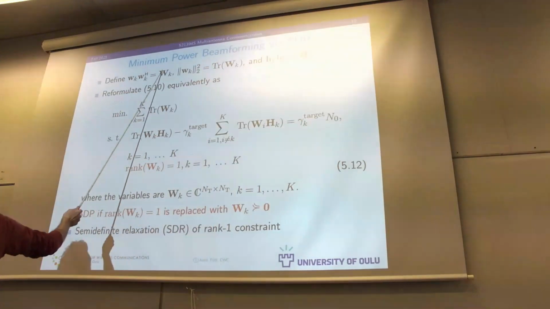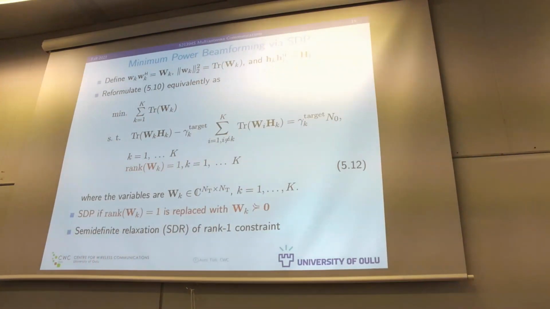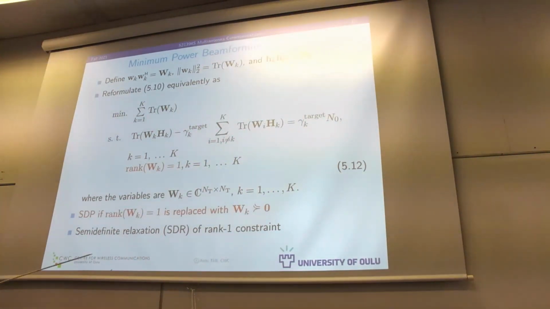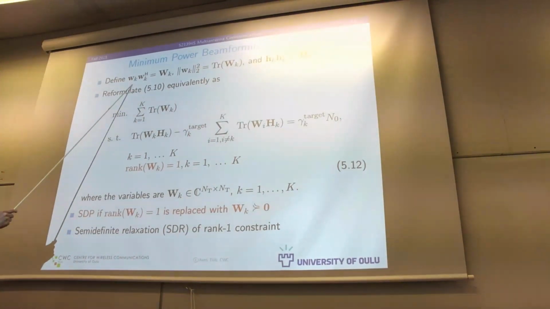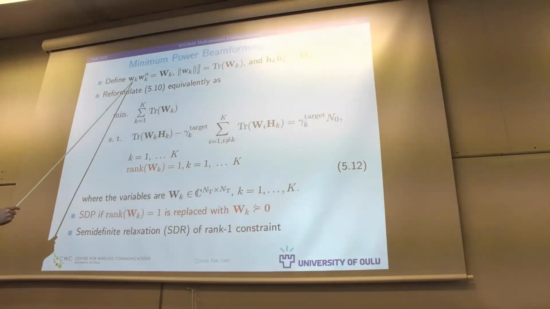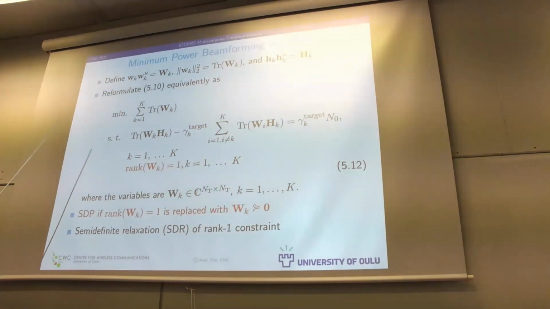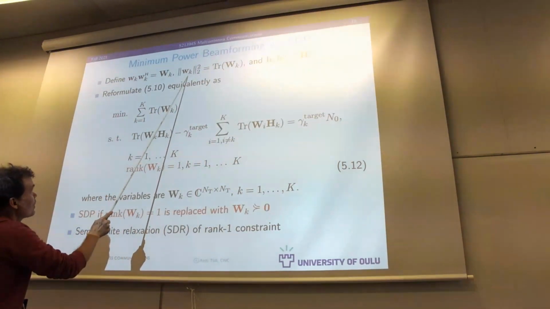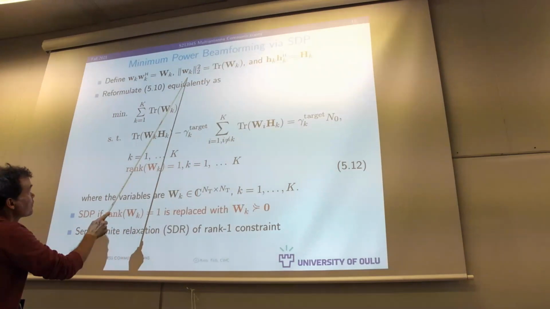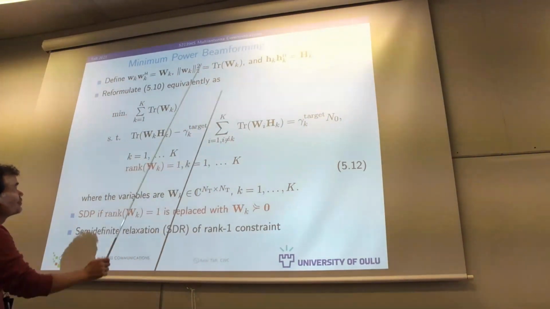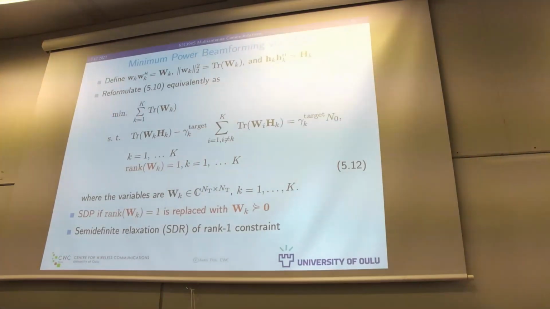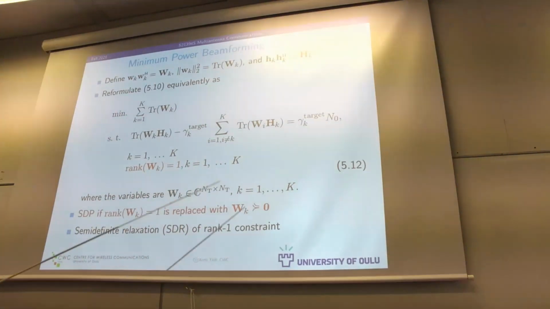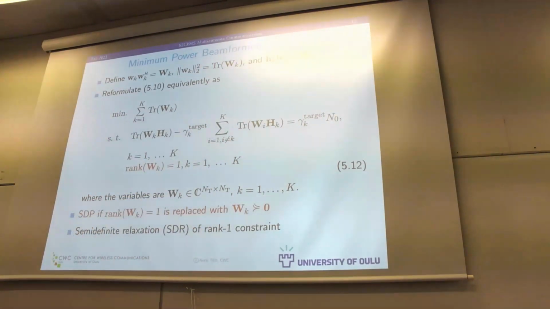You just define the transmit covariance matrix WK. You could assume for now that it's a rank 1 matrix. So if you multiply the beamformer by its Hermitian, you get the rank 1 matrix WK. The beamformer power, the 2-norm squared of the beamformer, is equivalent to the trace of the rank 1 matrix. And you can also represent the outer product of channel vectors as a rank 1 matrix, capital HK.